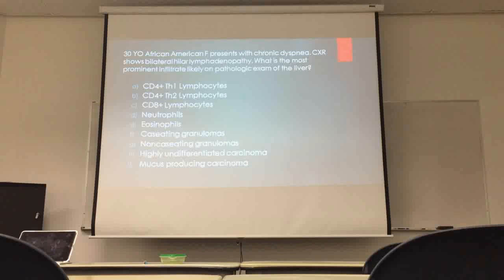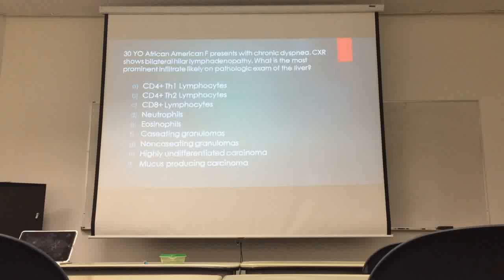So sarcoidosis can be a systemic disease. It can affect a lot of different things, including your lungs. So if I took a biopsy, I would find... it's classic for sarcoidosis, non-caseating granulomas. So you would have probably some Th1 lymphocytes, macrophages, giant cells, things like that. But the most prominent thing you find are the non-caseating granulomas.